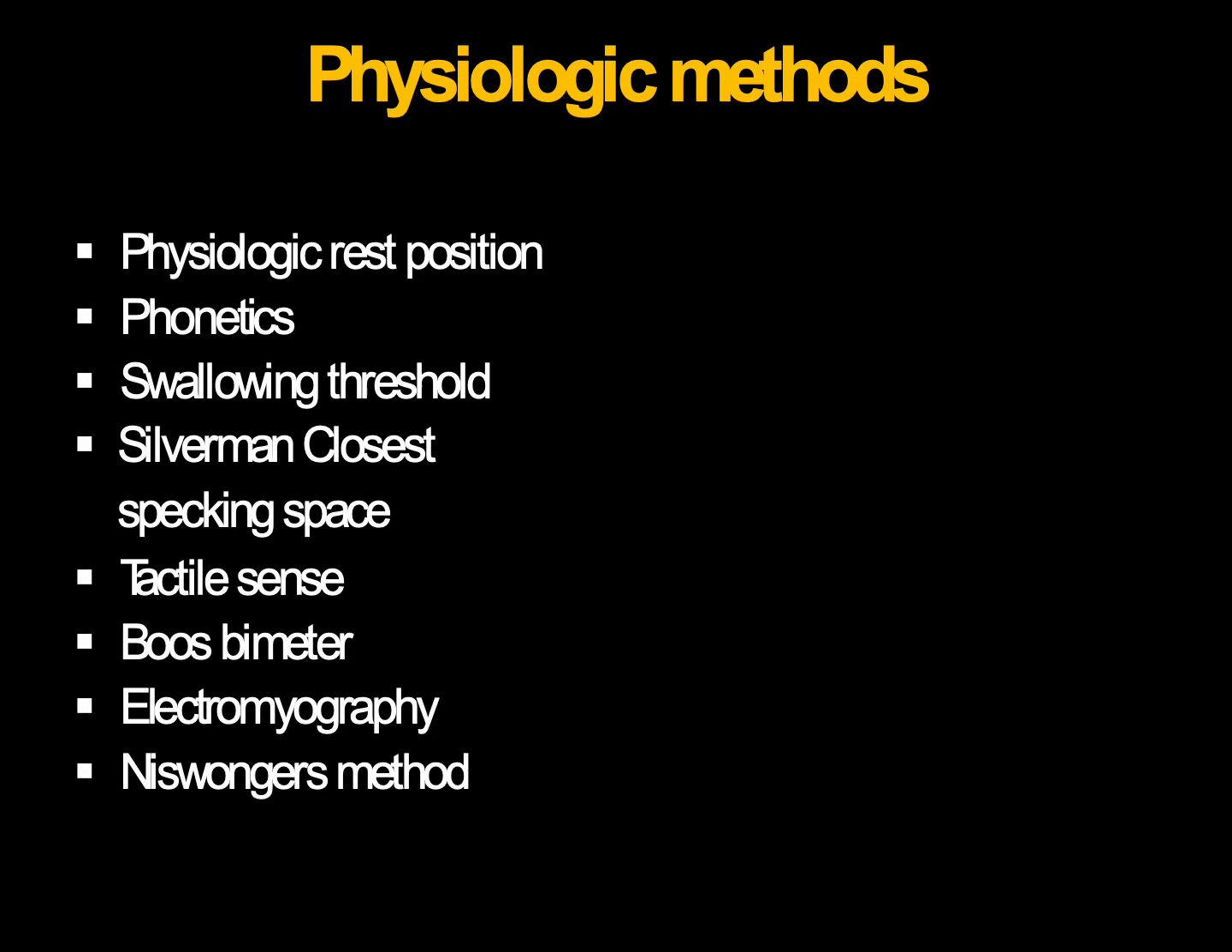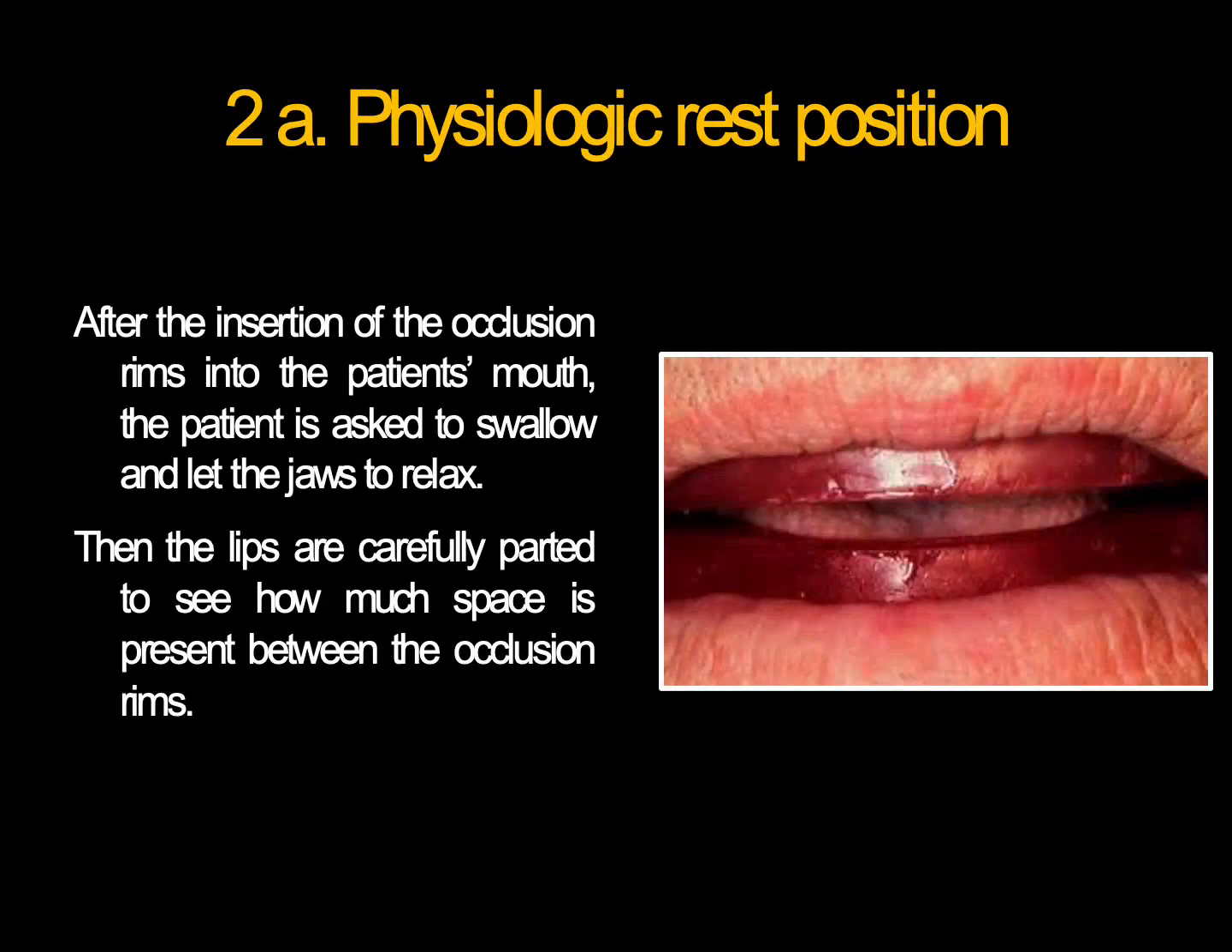Under physiologic rest method, we have this list of techniques. Physiological rest position: after insertion of the occlusal rims into the patient's mouth, the patient is asked to say swallow and gently relax. Then the lips are carefully separated to see how much space exists between the occlusal rims.